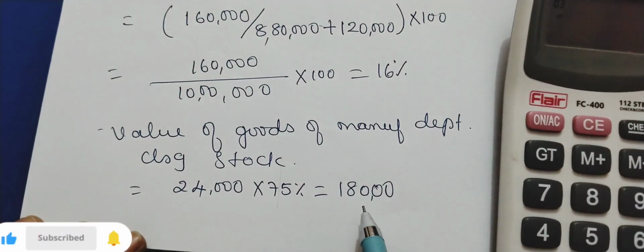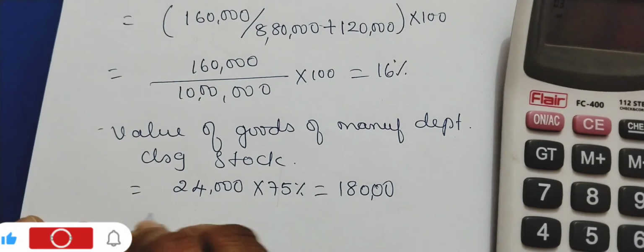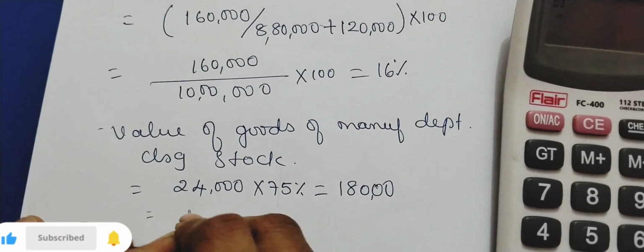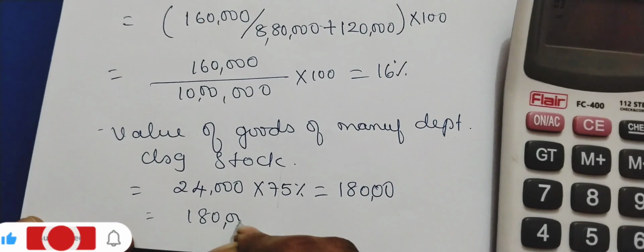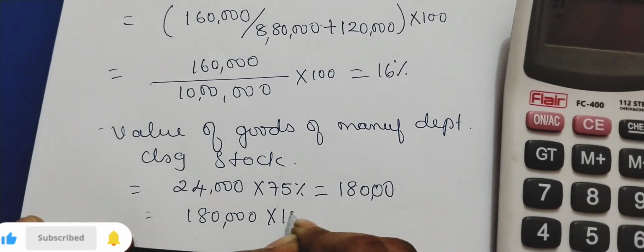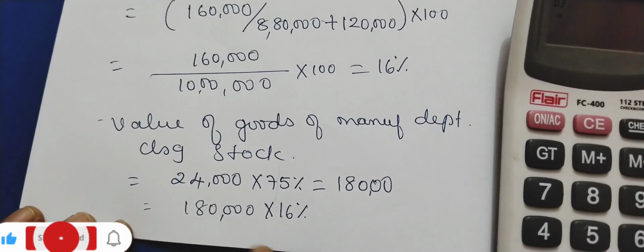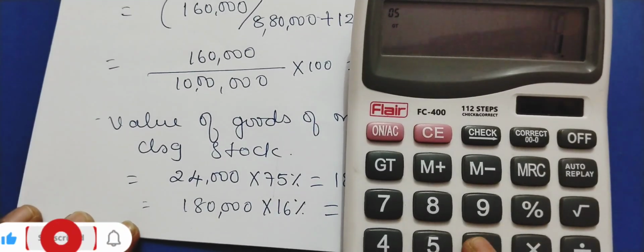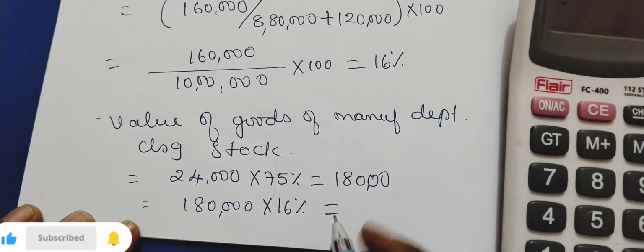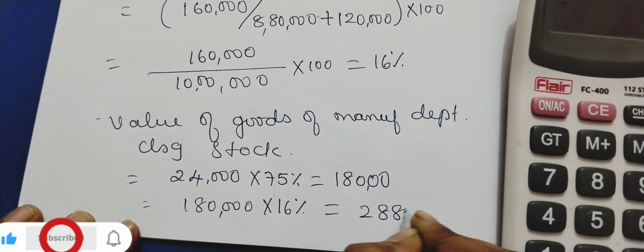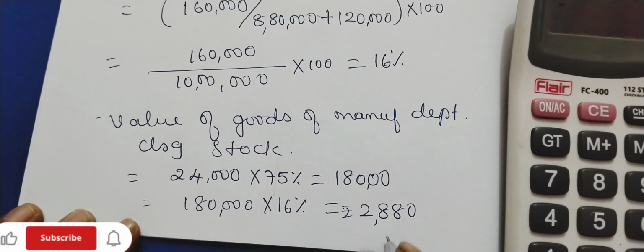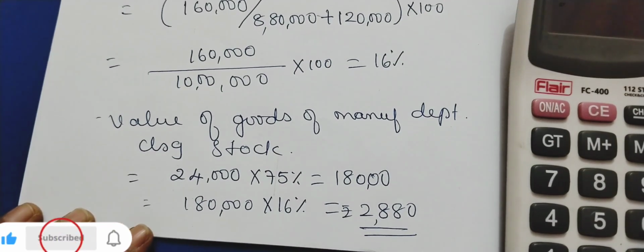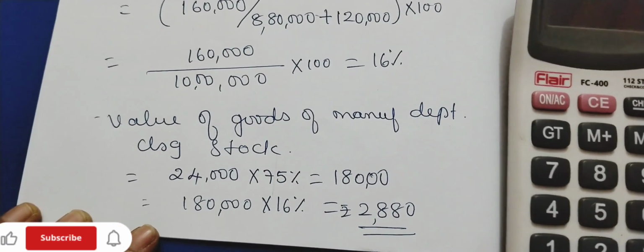Now on this 18,000, into 16%. 16% is the GP percentage. 18,000 into 16 percentage, that means 2,880. 2,880 is the unrealized profit.